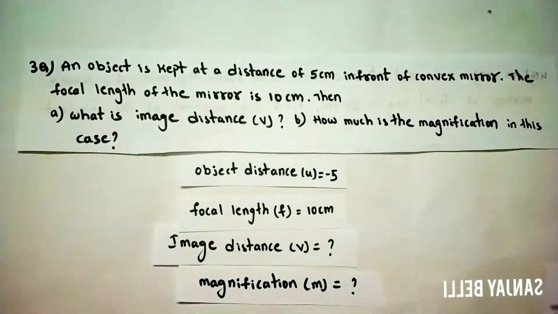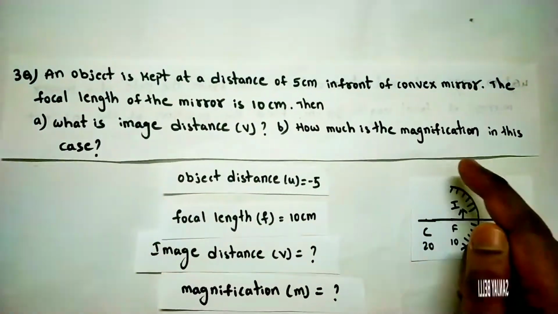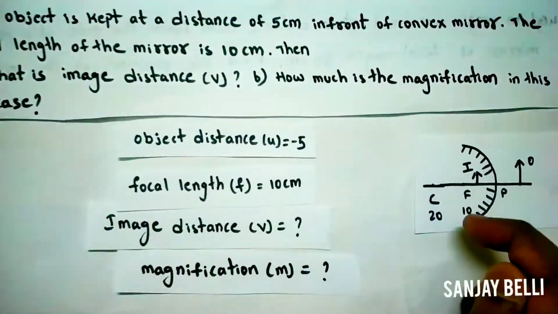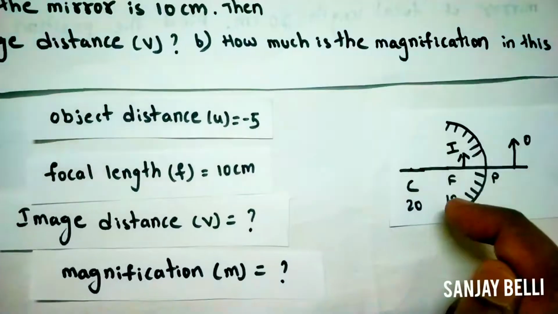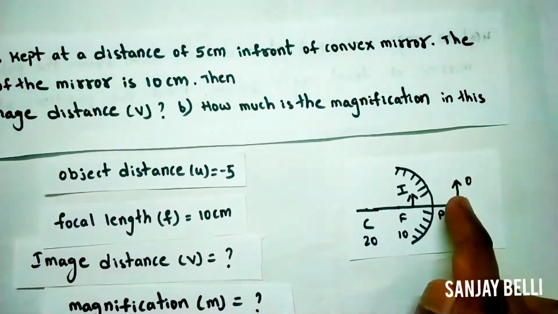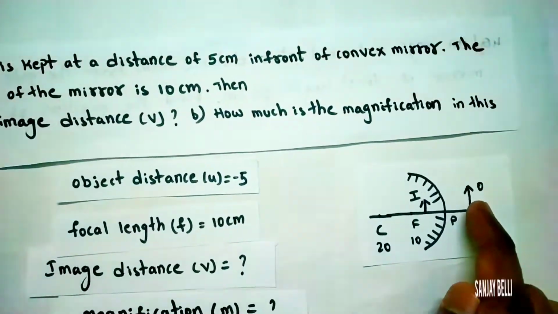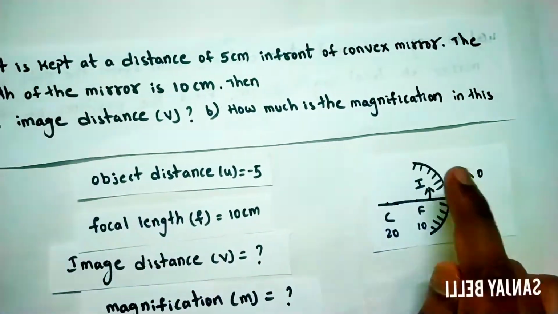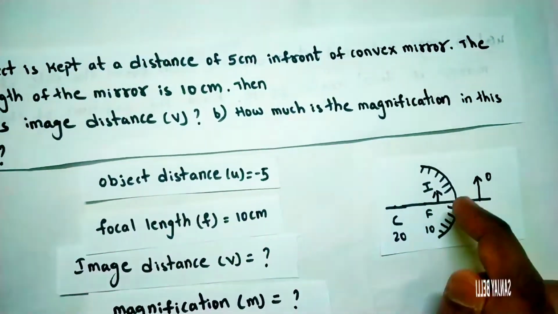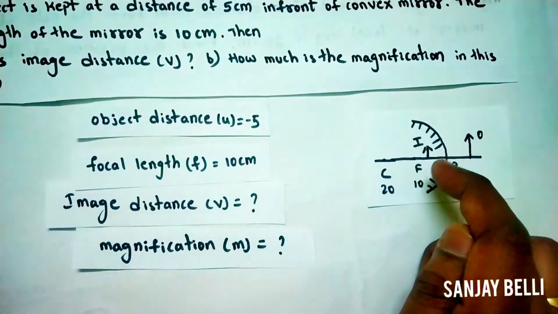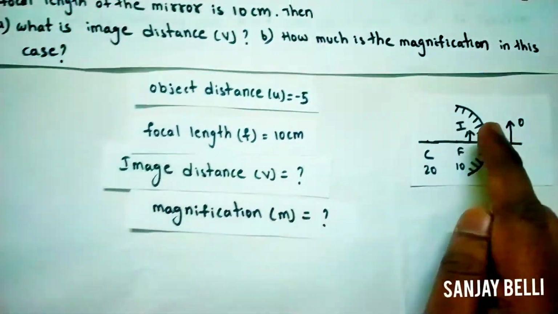So now go for your rough diagram. This is your convex mirror P, F, C, and your focal point is 10 and the center of curvature will be 20, and the object is placed in front of the convex mirror at 5 centimeters. As we know, the image is always obtained inside the mirror, that is between P and F. Your v value should be less than 10 centimeters and it should be positive.